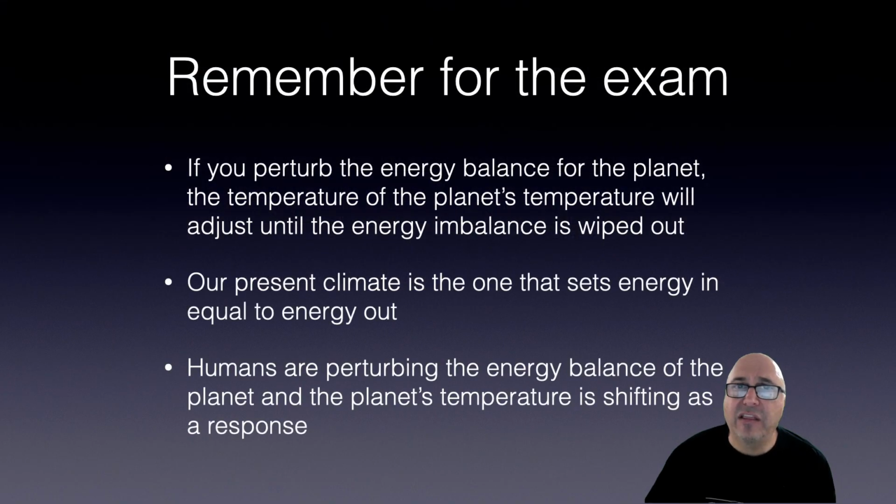A different way to look at this is to ask the question, why is the climate of the Earth what it is? The answer is that the climate we have now is the one that sets energy in for the planet equal to energy out. But as we saw in chapter 5, and we'll discuss further in this chapter, humans are perturbing the energy balance of the planet by adding greenhouse gases, which is increasing the number of layers in our atmosphere. As a result, the planet's temperature is shifting, which you saw in chapter 2. This is climate change.